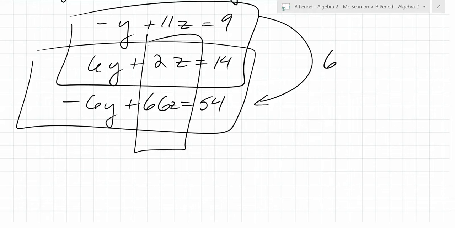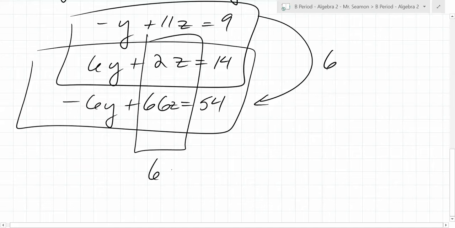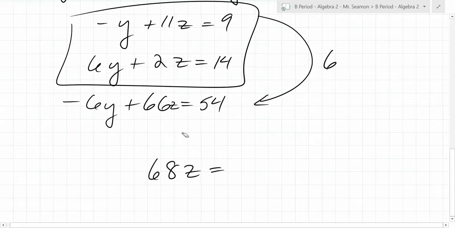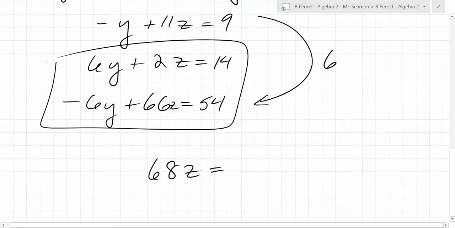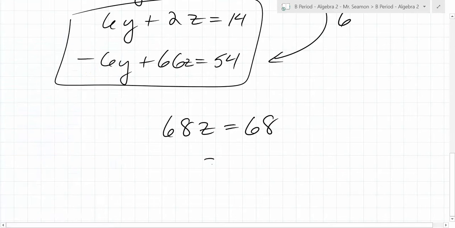That's okay. Keep going. How many z's do you have? 66 plus 2 is 68. So 68 equals... Oh, I thought we were doing plus 11. No. If you add these two together right here, you get 68z equals? 68. And does that make you happy right there? Yeah, that's great. So z equals 1. Good job.